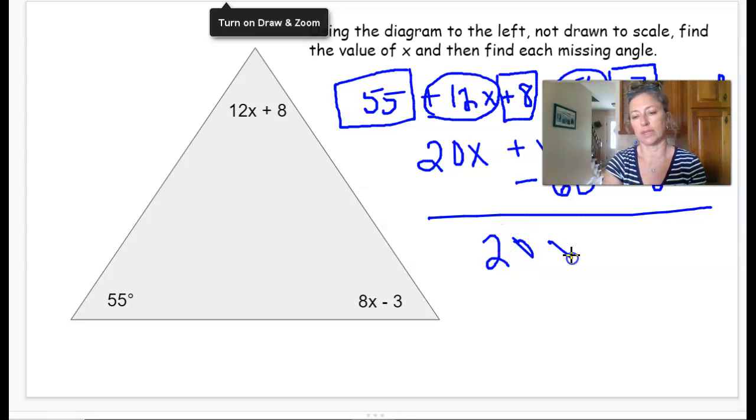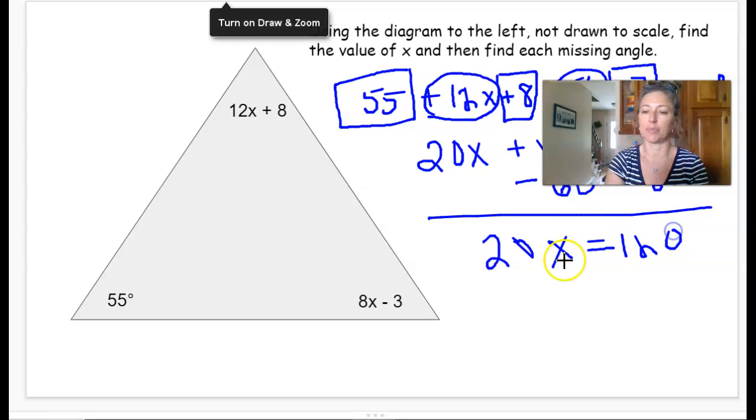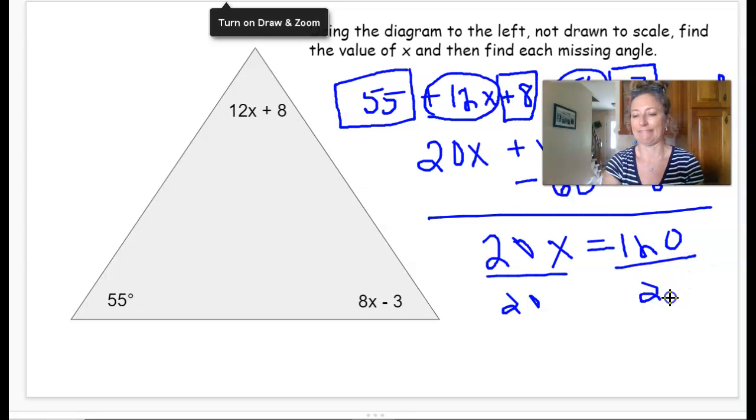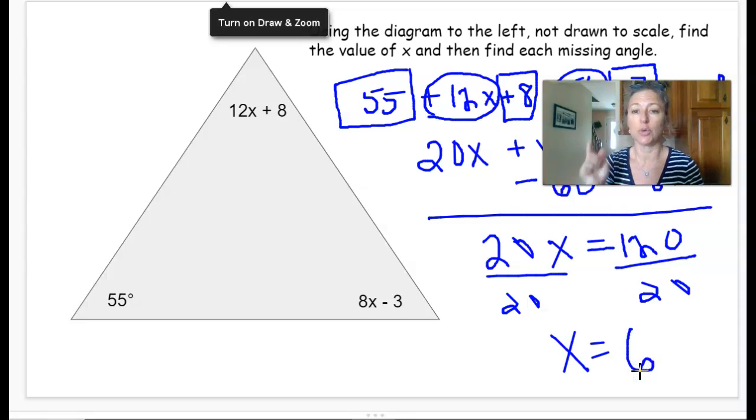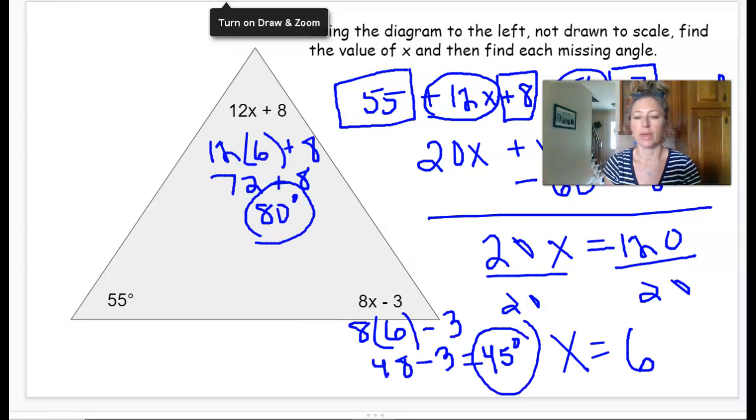Oops, that's a 20. Equals 120. Now my last step is to divide both sides by 20. And x should give me, boy, this is really hard for you to read, I apologize. X should give me 6. That's just the value of x. Your job right now is to substitute this in for all of the x's and find the missing angles. I substituted 6 in for each of my x's, and I found out the angle at the top is 80 degrees. The angle at the bottom right is 45 degrees. And when I add everything up, I do get 180 degrees. Good luck with this.